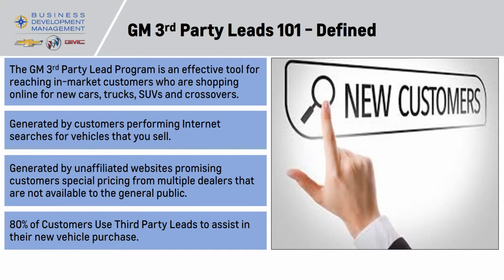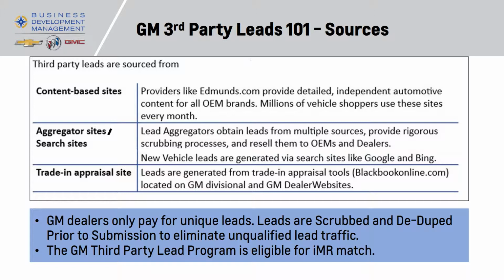And then Robin will take it from here, and Robin has a tremendous background with CRMs. She's done this in 4114, but we've taken it to the next level. She'll again give that background, defining the GM Third Party Lead Program, what it is, how it's generated, etc. And that 80% of customers use third-party leads to assist in a new vehicle purchase. And then sources, where they come from, and she'll be able to give some background on how that all came to be. Again, she has pretty strong knowledge on this whole thing. We learned an awful lot from her just putting this together.